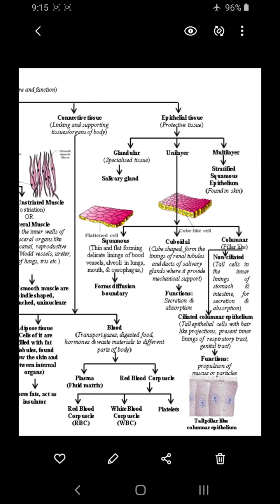Next is the blood. Blood transports gases, digested food, hormones, waste material to different parts of the body. It has parts: plasma and red blood corpuscles. Plasma is a fluid matrix which is present in blood. Red blood cells, white blood cells and platelets.